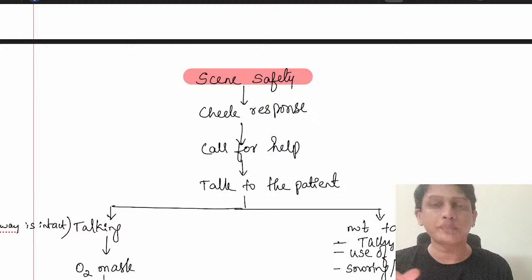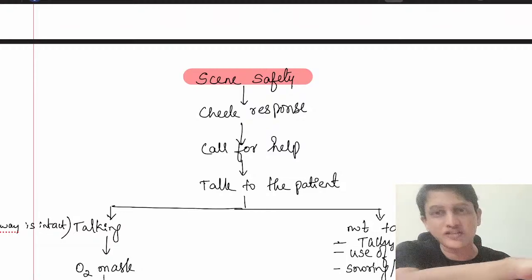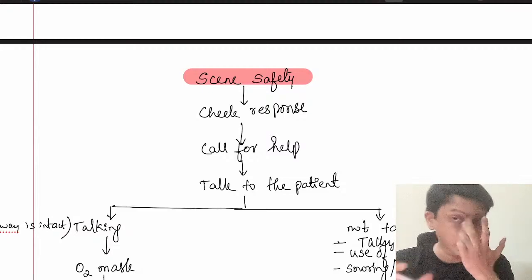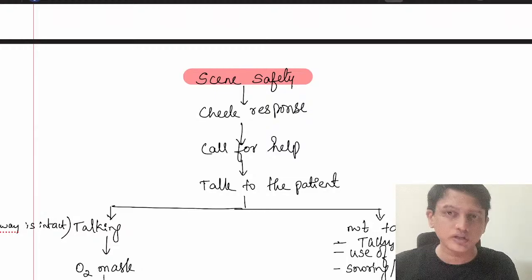So scene safety. And the patient is drowning, okay, you can't go into the sea and start doing CPR or resuscitating him there only. No, you have to bring him out of the sea or waters and put him on the floor, and then only you can do the resuscitation.